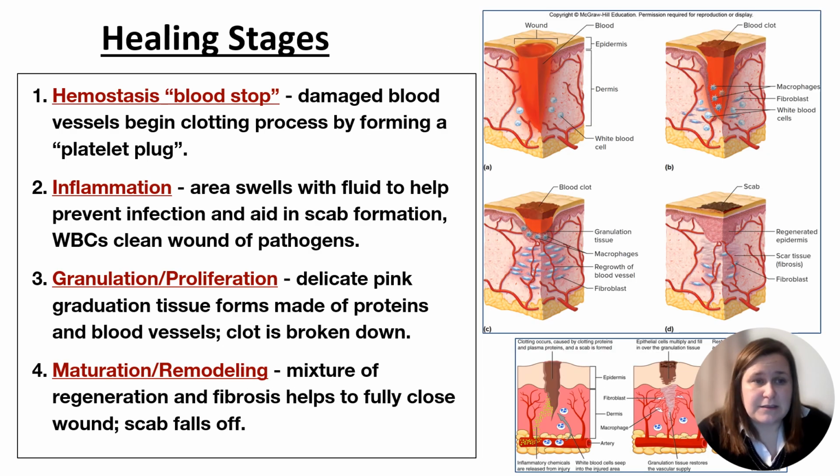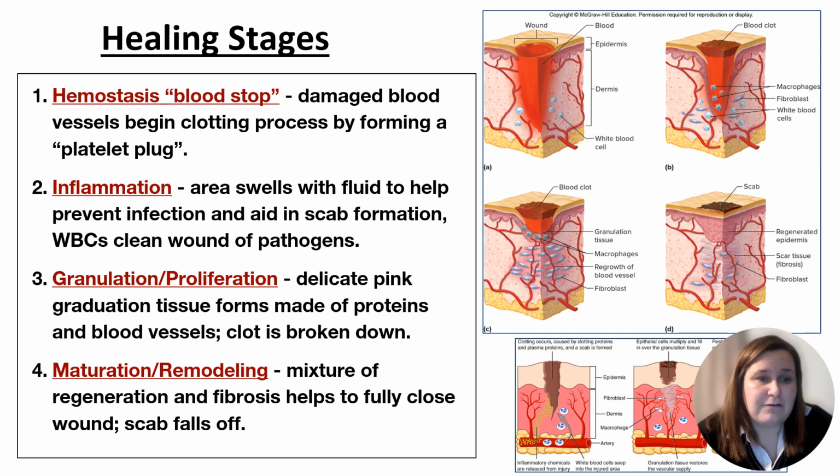And we also will see pain, and this is due to injury to the neurons and increased pressure from that edema. So let's talk a little bit about the stages of healing. The first stage, we're going to see hemostasis, which is also called a blood stop. In this, the damaged blood vessels are going to begin clotting, and they're going to try to form like a little platelet plug to cover off that wound. After this, we're going to see inflammation. The area is going to swell with fluid to help prevent infection and aid in scab formation. White blood cells are going to try to clean that wound of pathogens. This is what causes pus.